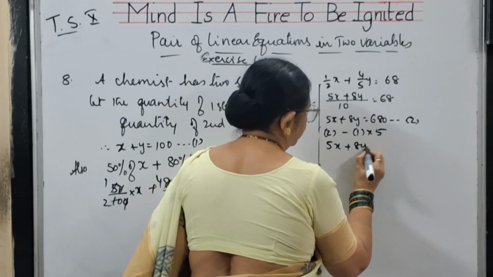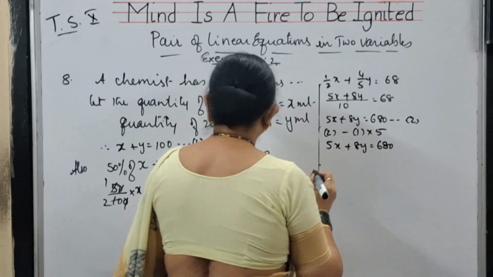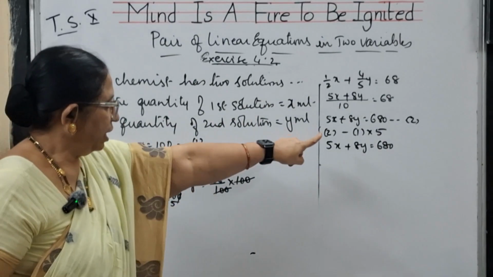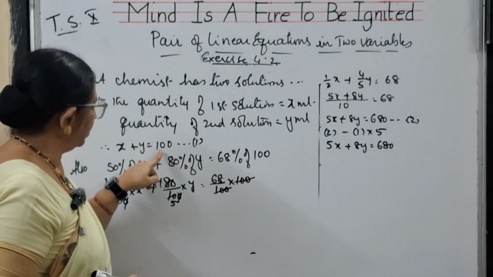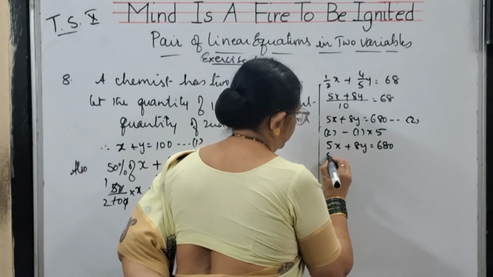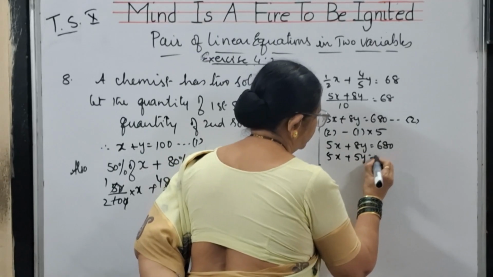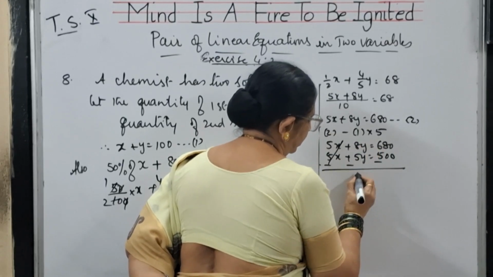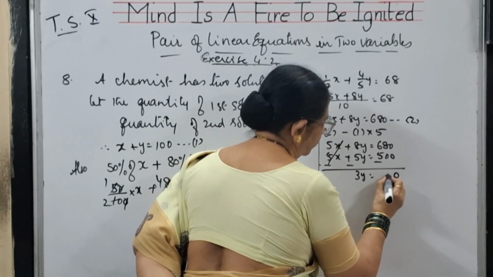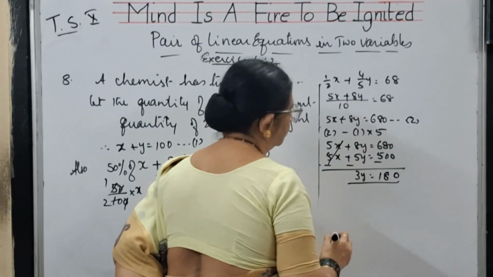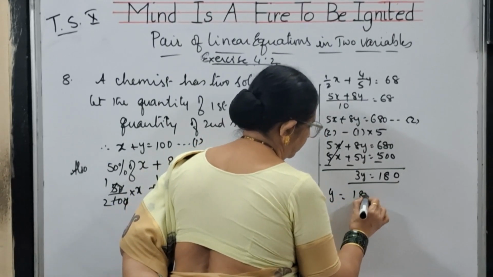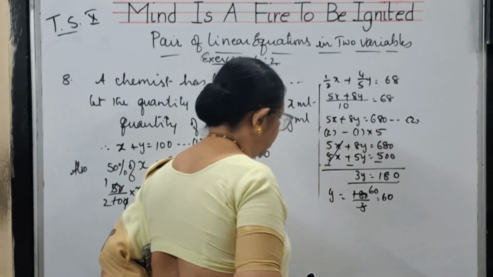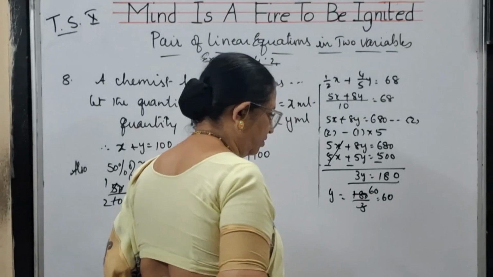5x plus 8y is equal to 680. And the second one, x plus y is 100. Each one I should multiply by 5. 5x plus 5y is equal to 500. On subtracting, 8 minus 5, 3y is equal to 180. So what is y? 180 by 3, that is equal to 60. So I have got the y value as 60.